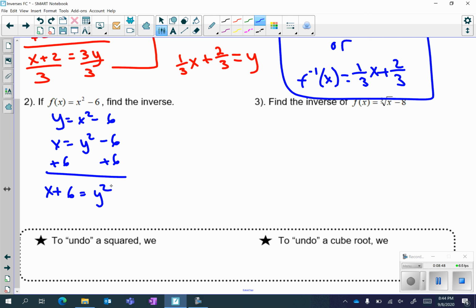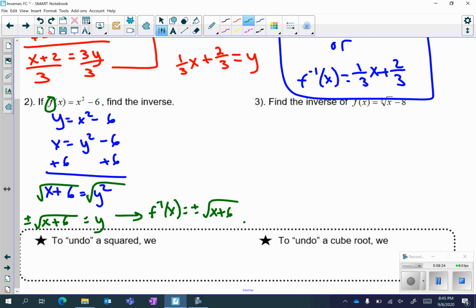In order to get the y by itself, you need to take the square root of both sides. Please be careful when you take the square root of something. You need to include a plus or minus. So really, your answer should be not y equals because we started with f of x. We're going to have f inverse of x is equal to plus or minus the square root of x plus 6. You lose a point if you leave out the f inverse, and you lose a point if you leave out the plus or minus.